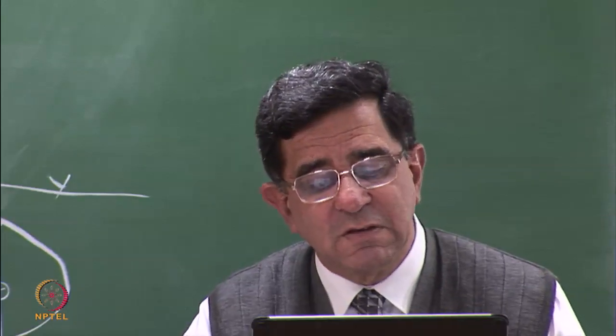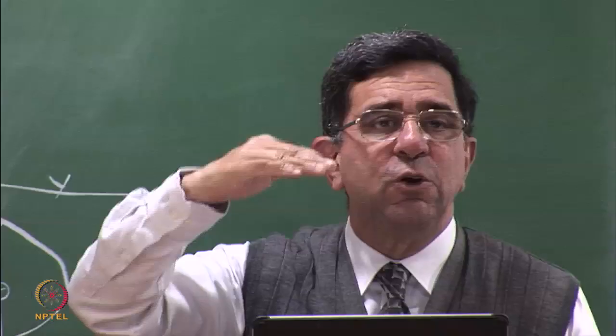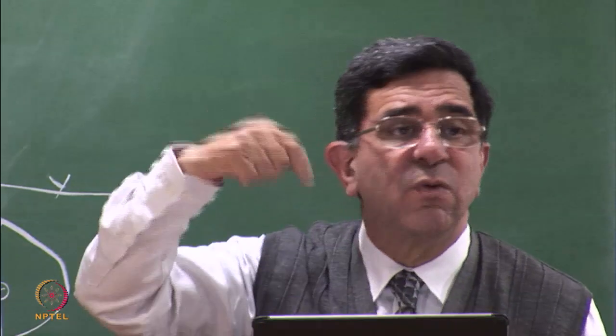So what happens is, this has a conical tip. When you reach the depth that you want, this tip can either be discarded or it can open a port and you can suck out the water, and through this tubing the water will come into a sampler at the top. So these are small diameter probes. At a site they can do sampling for you at every 1 meter of the liquid only. But the advantage is they can go down very fast.